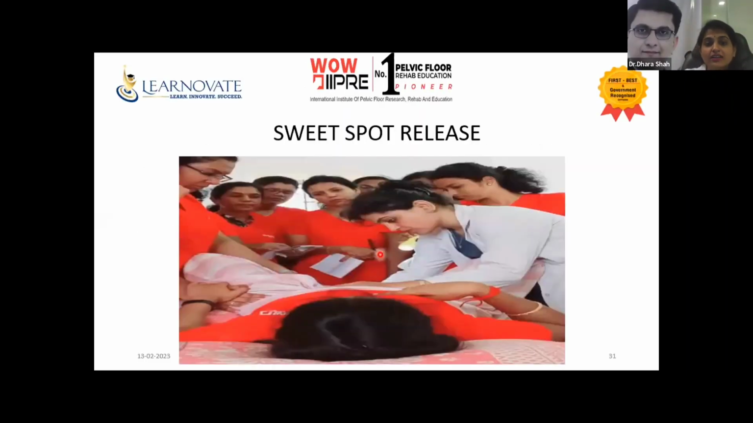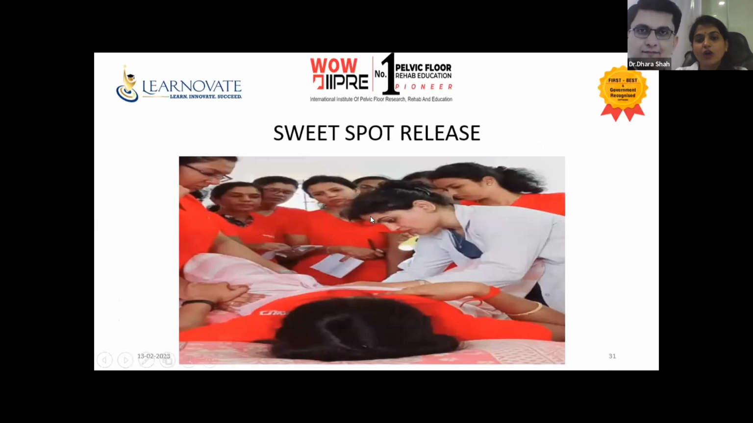So in order to prevent that flare, you can go for cryotherapy. The cryotherapy, you can include maybe after the manual release, okay? So that can be the soft tissue mobilization. This is how we are doing the sweet spot release, that you just have to palpate the area which is painful and just hold that.